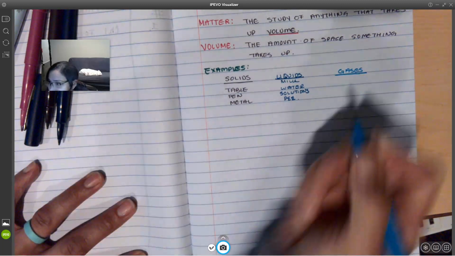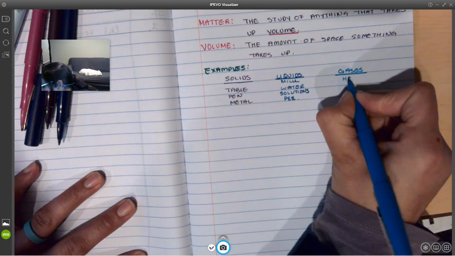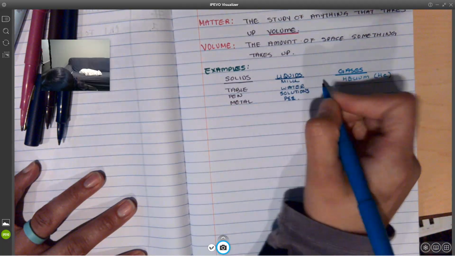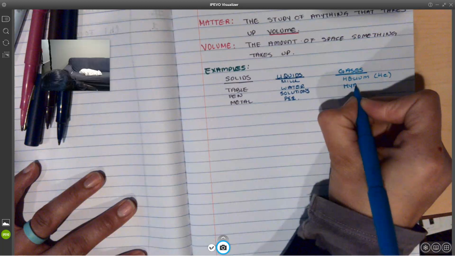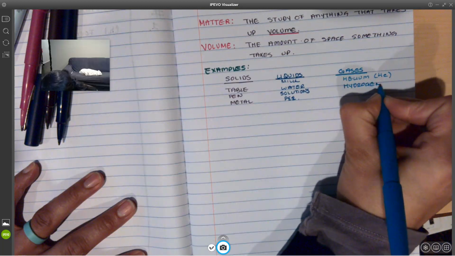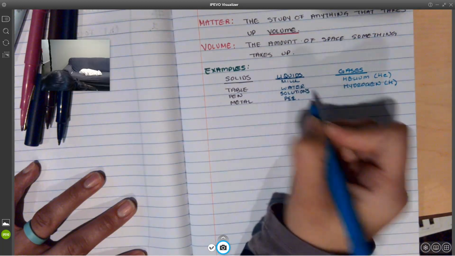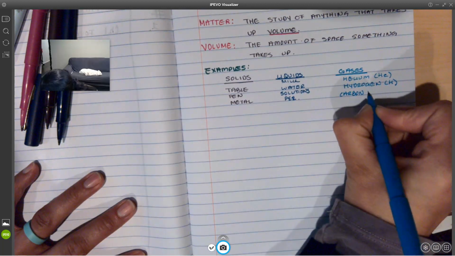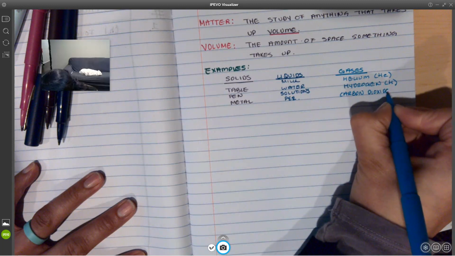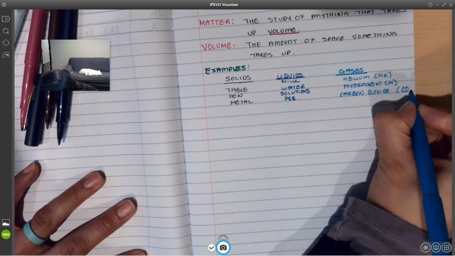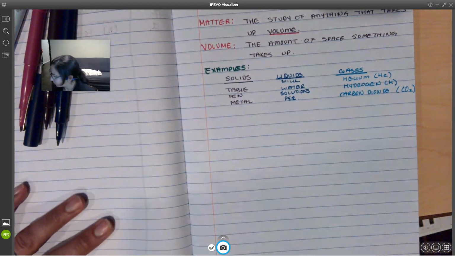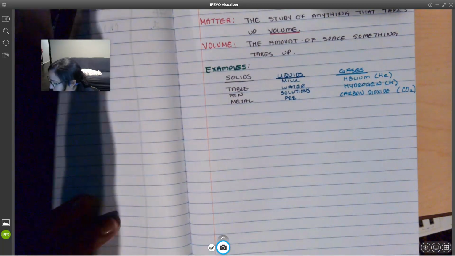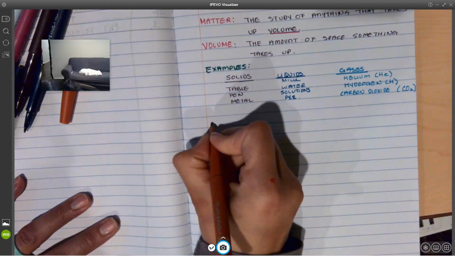Examples of gases are helium, we have hydrogen gas, okay, carbon dioxide, stuff we breathe out, right? Okay. So how do we describe matter? How is matter described?